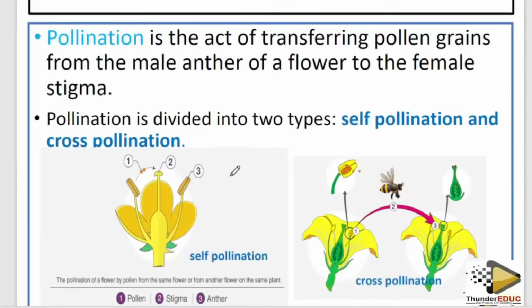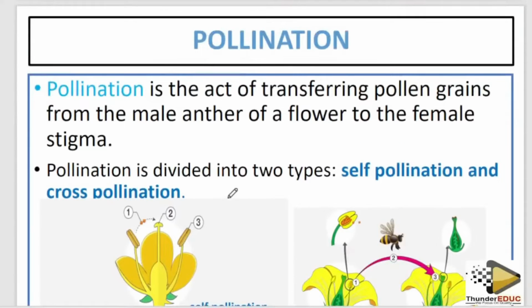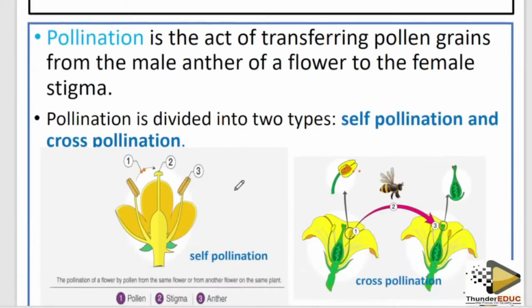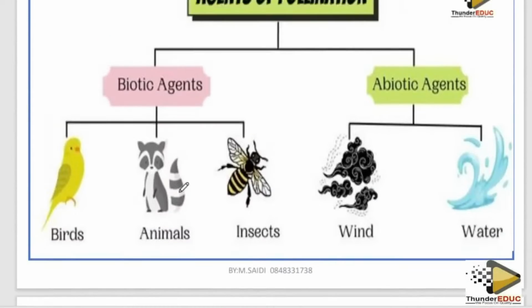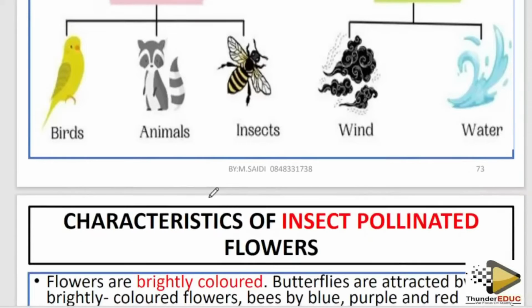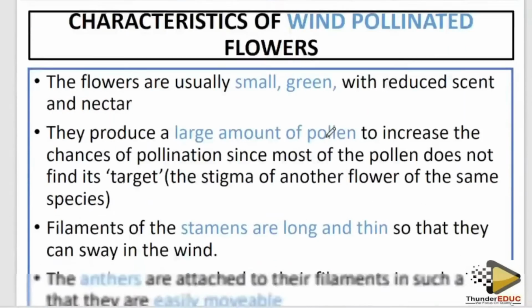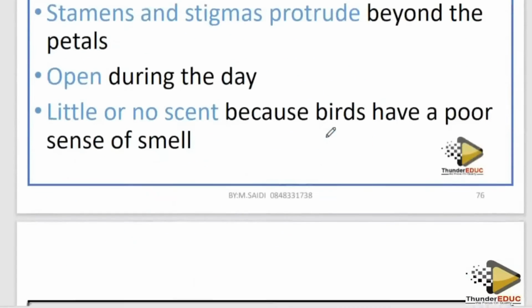Pollination: go draw a table of insect pollinated flowers and wind pollinated flowers. Please go when you know that. So basically, flower is done.